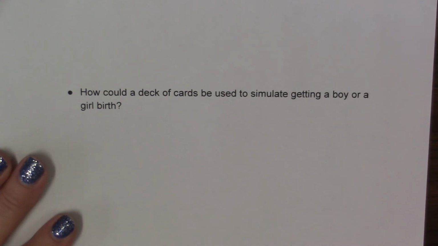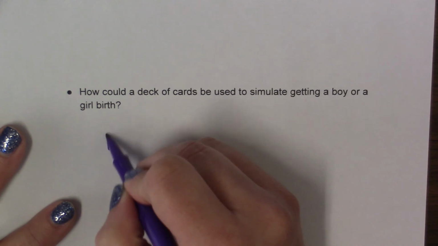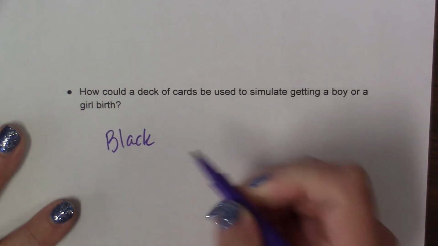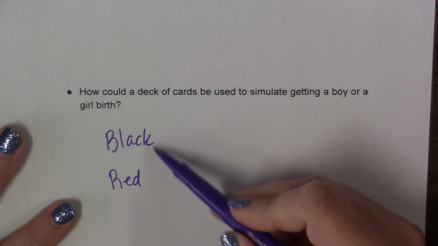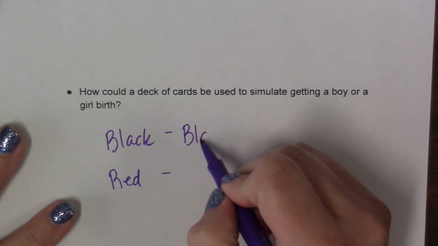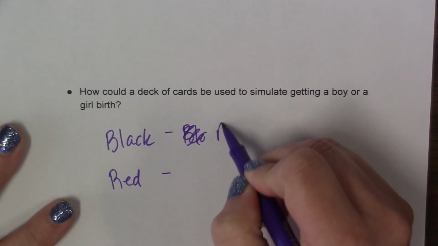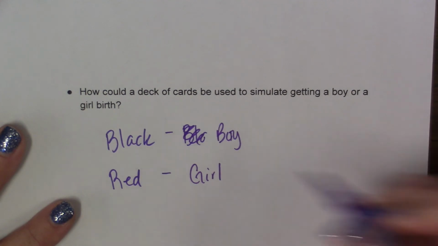And then how could a deck of cards be used to simulate a boy or girl birth? I would do this by color. In a deck of cards, we have red and black cards. There are 2 suits for each, so the same number of cards. So we could say if we get black, it is a boy birth, and if we get red, it would be a girl birth.